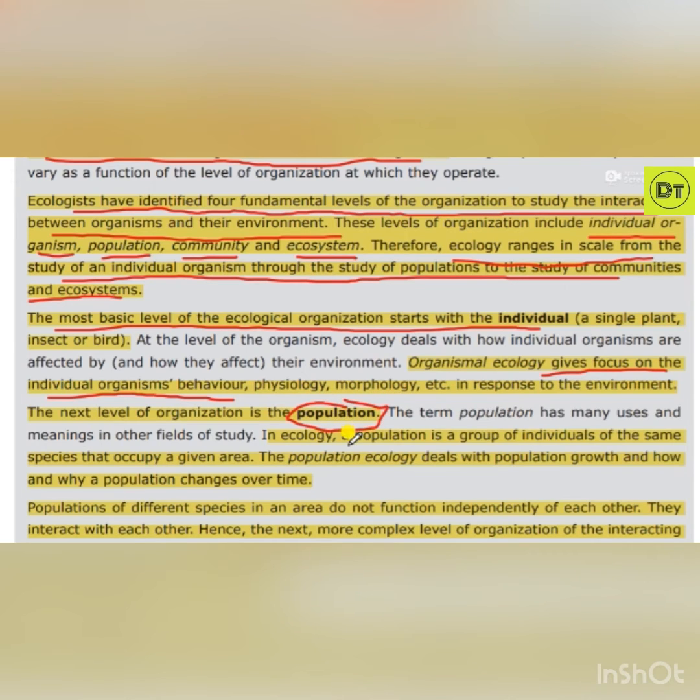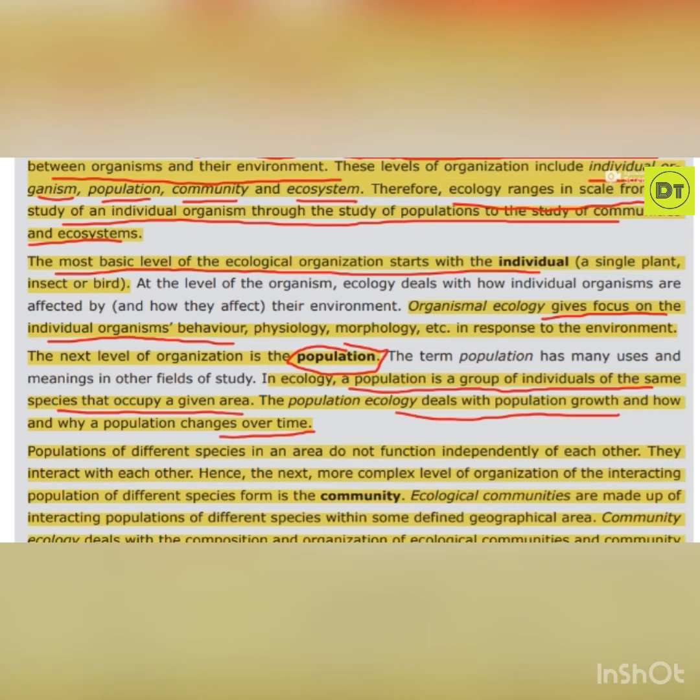In ecology, a population is a group of individuals of the same species that occupy a given area. So this is the definition of population. It is a group of organisms or individuals of the same species living in a particular area. The population ecology deals with the population growth and how and why a population changes over time. Unlike the organismal ecology, which focuses only on the particular organism, population ecology deals with the overall population growth and why and how the population changes over time.